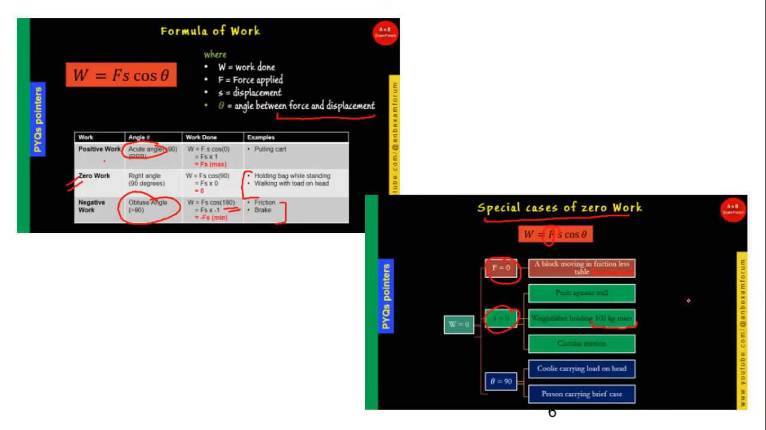Next one is circular motion. So you know circular motion is like this. From here to here the work done is zero because the force is perpendicular to the displacement, right? So in that case also the work done is said to be zero. And this is very important: when the angle between force and displacement is 90 degrees, then the work done is zero. The perfect example is a coolie carrying a load on his head and a person carrying a briefcase. Even though it appears they are doing work, in physics it is said to be zero work done.